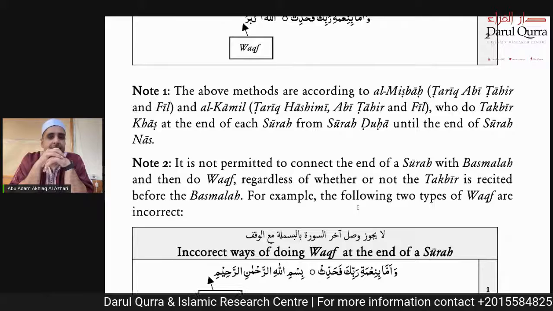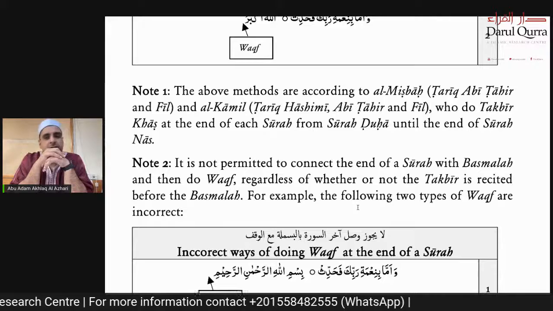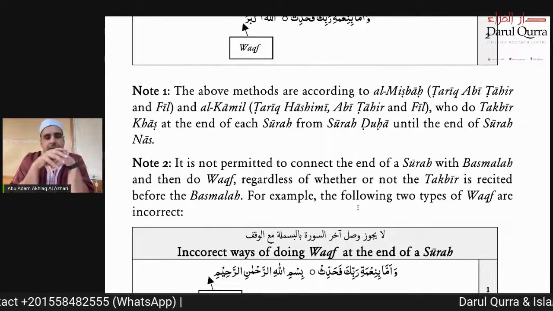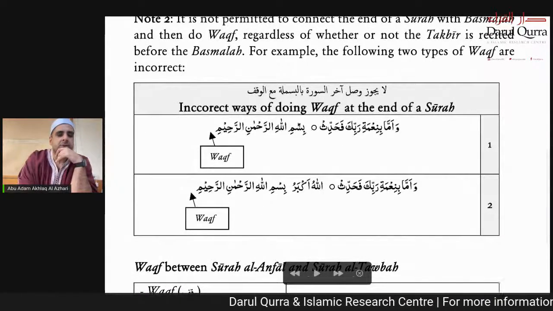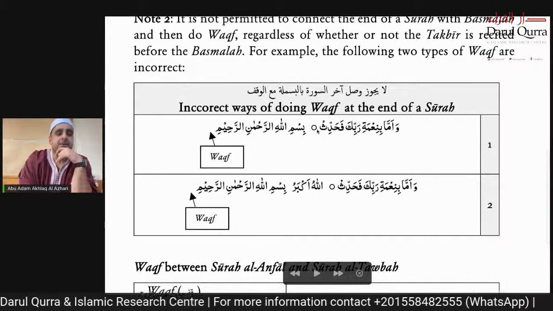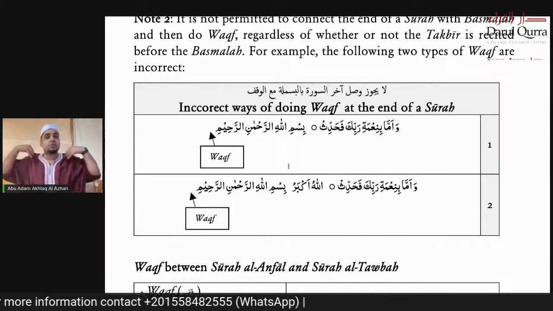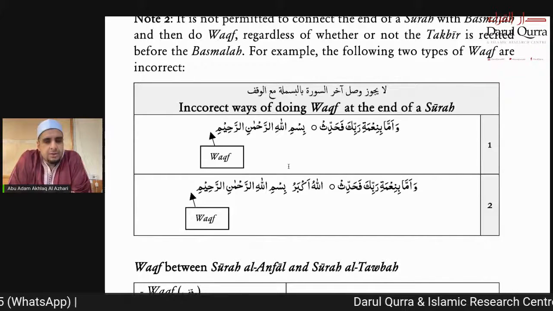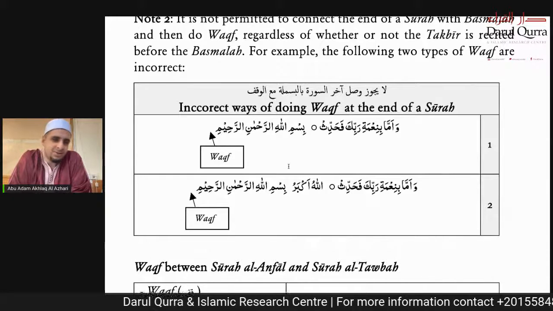It is not permitted to connect the end of the surah with basmala and then do waqf, regardless of whether or not the takbir is recited before the basmala. So remember I mentioned earlier on, you can't join the last ayah of a surah with basmala, because basmala is khas for the beginning. When you recite the basmala, you're implying that there's more to come, and then you all of a sudden do a waqf, incorrect. So you cannot join these two, and I'm not going to recite them for you, okay? Because you can't do this anyway.